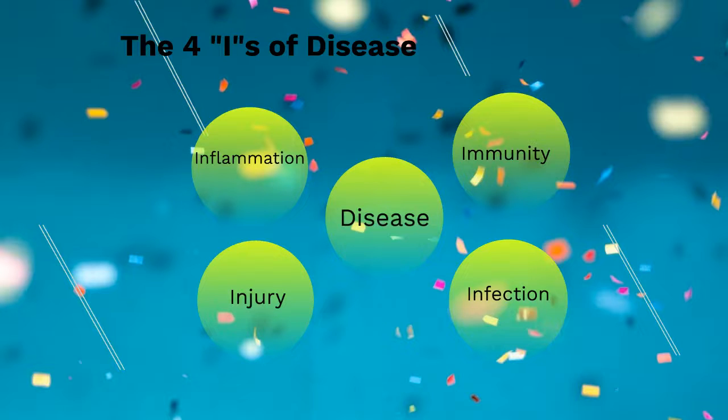The four I's illustrate the concepts that impact the development of a disease process. So those four I's are inflammation, immunity, infection, and injury. These four concepts can work on the disease process or create a disease process at an individual level, or they can work together.